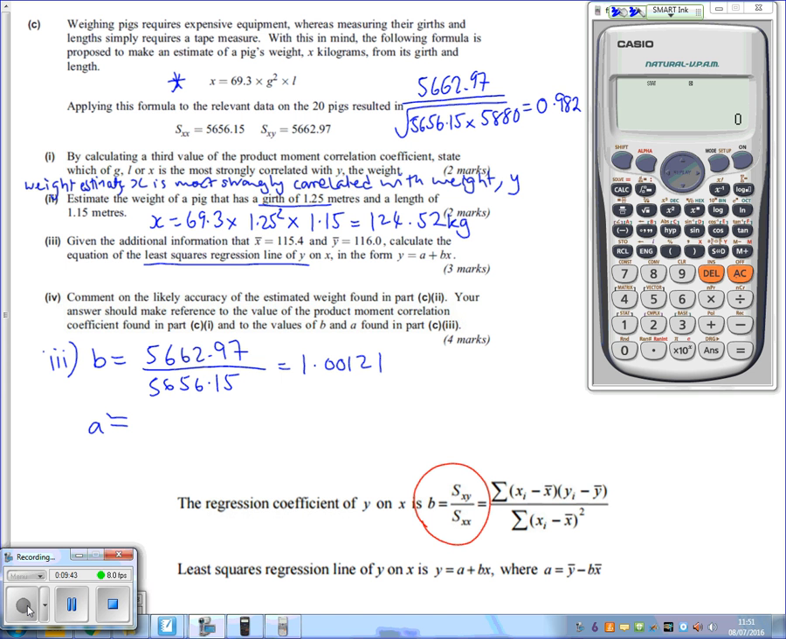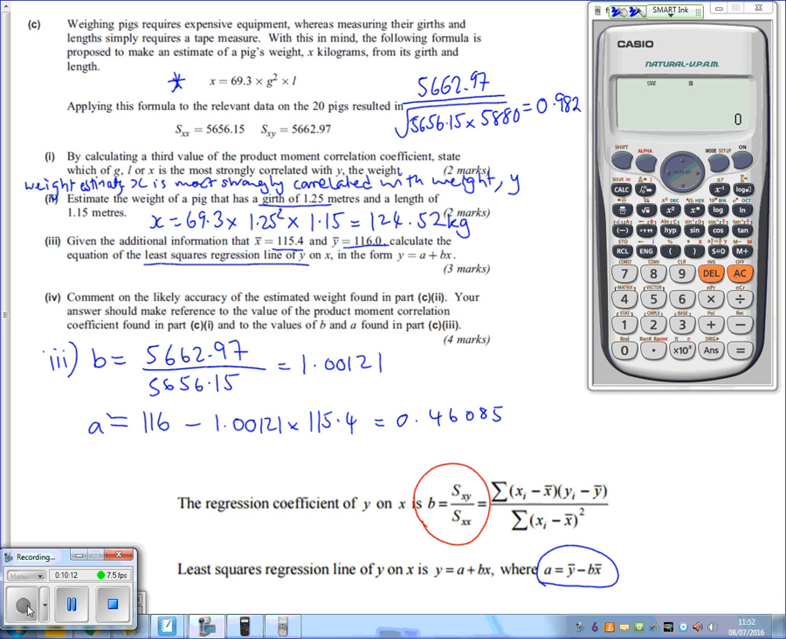If I work out what A is then, so A equals Y bar minus B times X bar. So Y bar we said was 116 minus B times, so 1.00121 times by X bar, 115.4. Work that out to get my value for A. So I've got 0.46085, so I've just calculated these earlier.